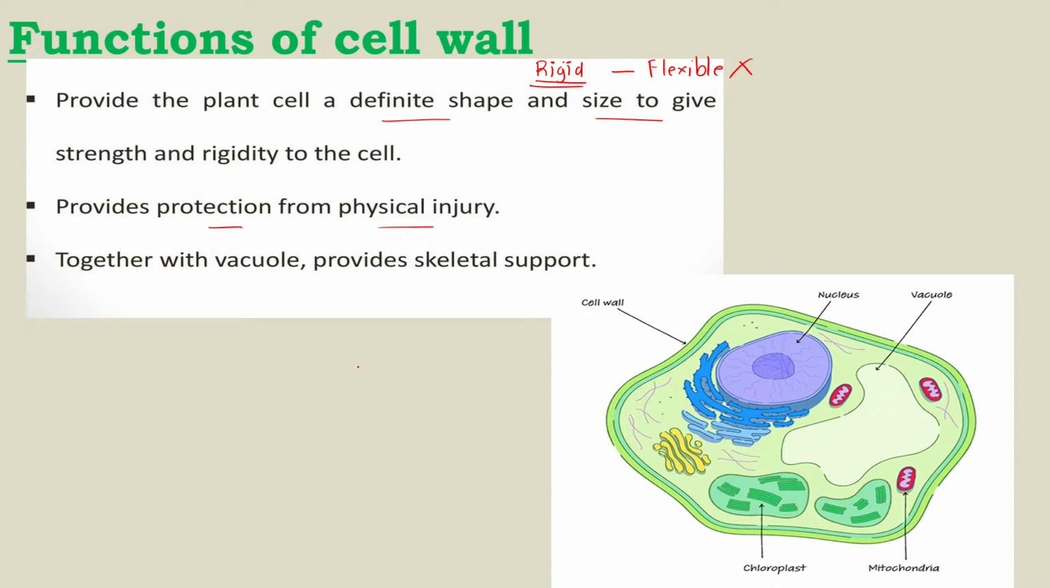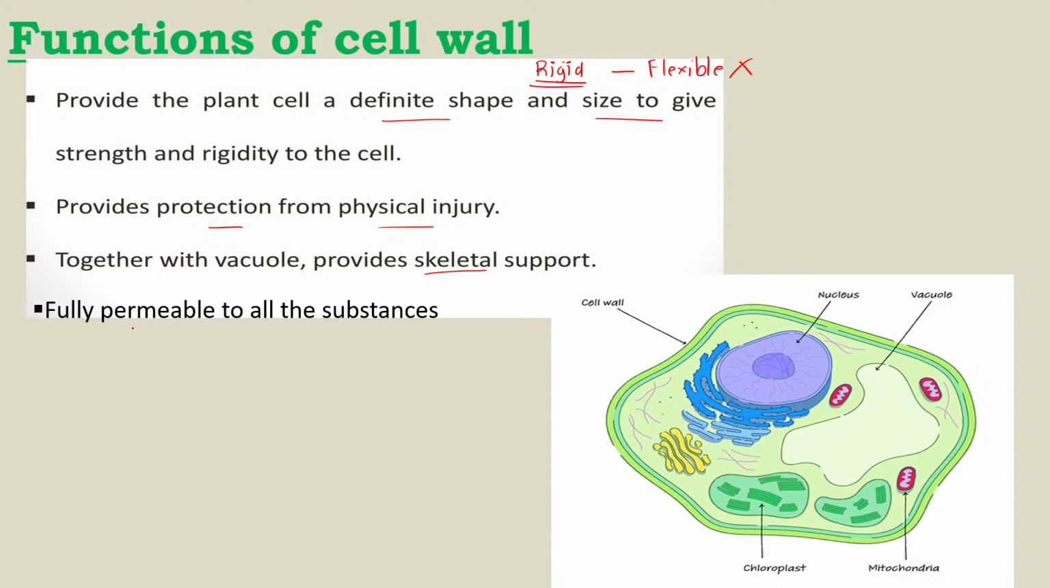So it also protects from physical injury, and together with the vacuole and other structures which are present, it makes the skeletal support. So what is meant by skeletal support? We have learned about the skeletal system in standard 6. The skeletal system helps us in maintaining the shape of the body, isn't it? So just like a skeleton in an organism or animal helps to maintain the shape of the organism, similarly the cell wall in the plant cell helps them to maintain their skeletal structure or the shape of the body.